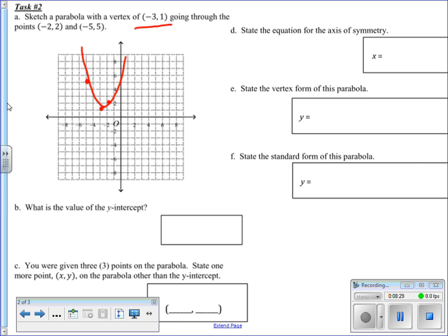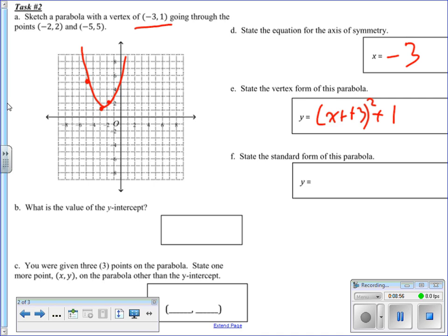State the equation of the axis of symmetry. It's x equals the x-coordinate of the vertex. Okay. State the vertex form of this parabola. x minus the x-coordinate of the vertex squared plus the y-coordinate. So I get (x + 3)² + 1.